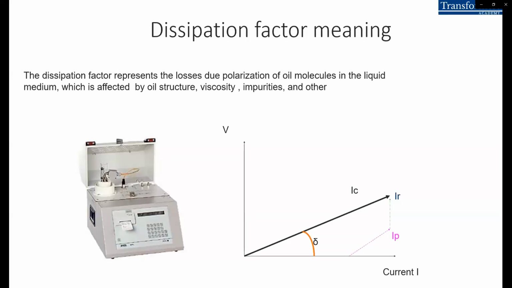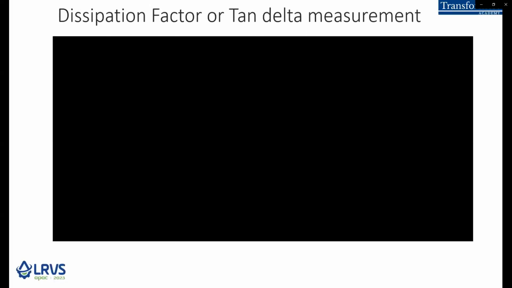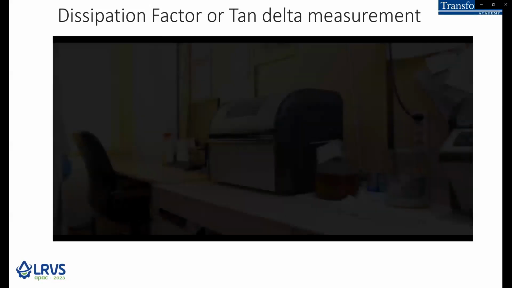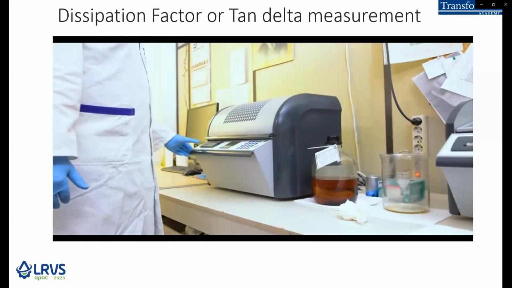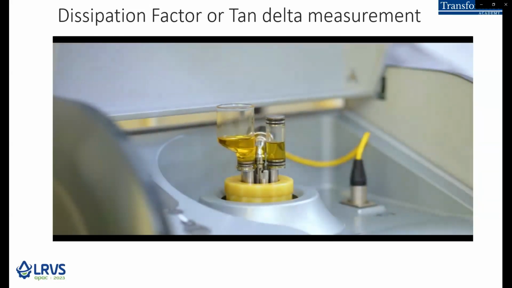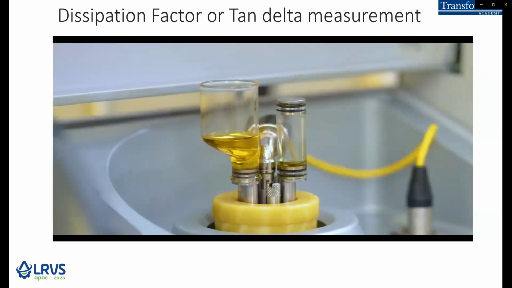Here are some examples of special tests that we perform for insulating oils. This is dissipation factor. The dissipation factor represents the loss of polarization for the oil. And here we have a video that shows how to perform dissipation factor and what are the main issues for performing.